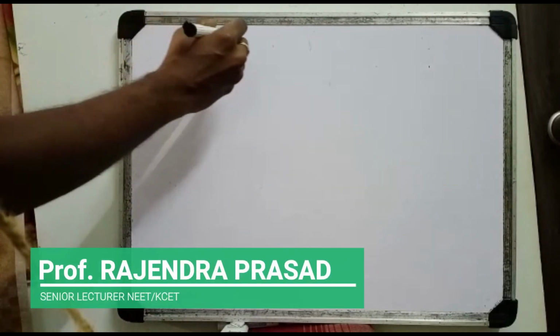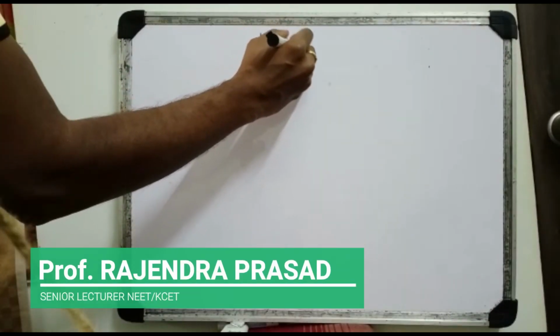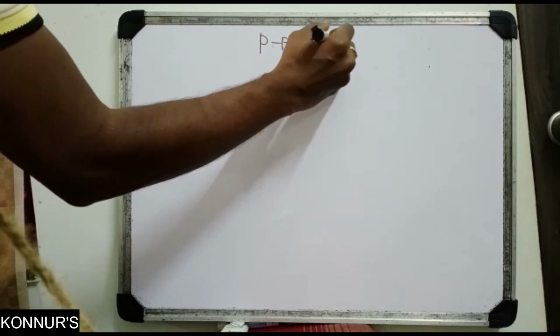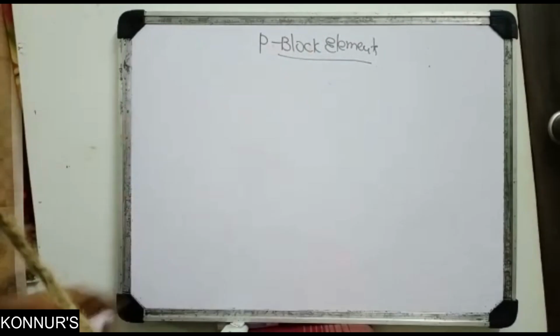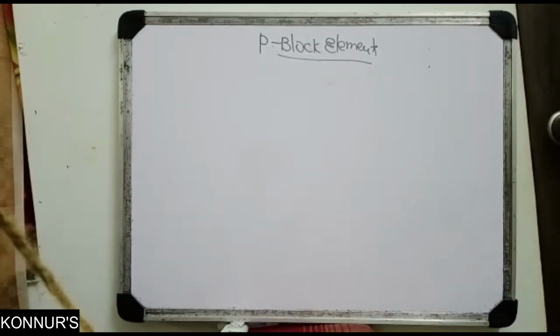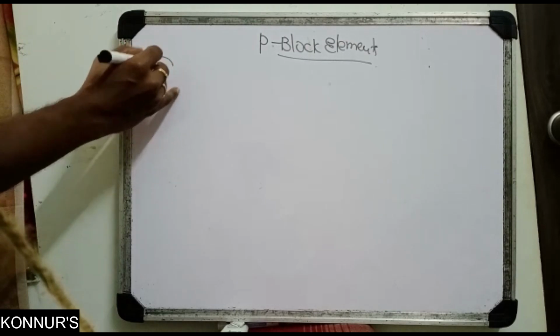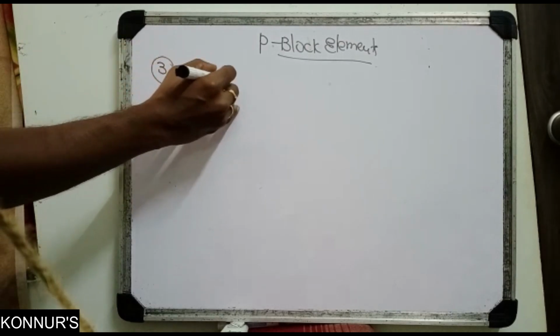So we are discussing p block elements. In p block elements, we are discussing chemical properties. In chemical properties, we discussed hydrogen compounds. Next, we discussed halide compounds. Next, the third one, oxides.